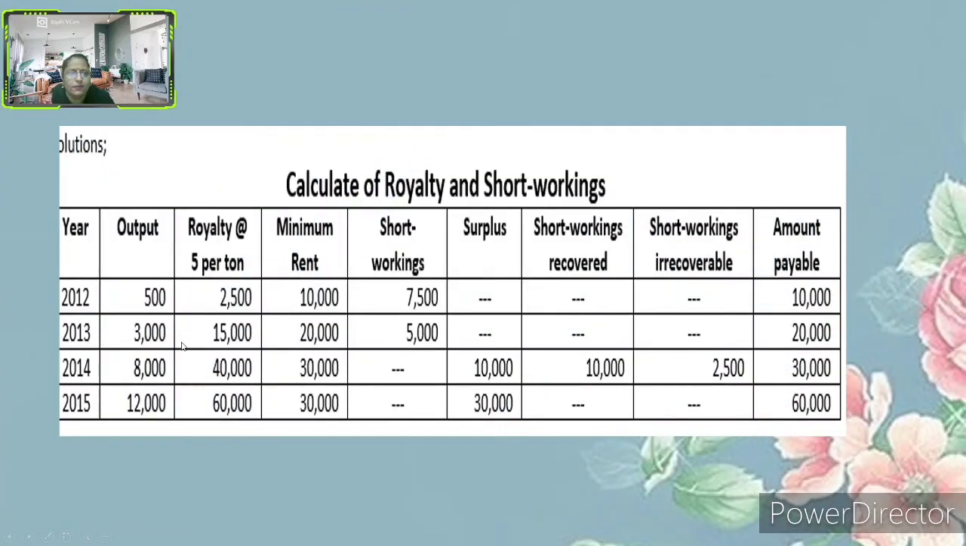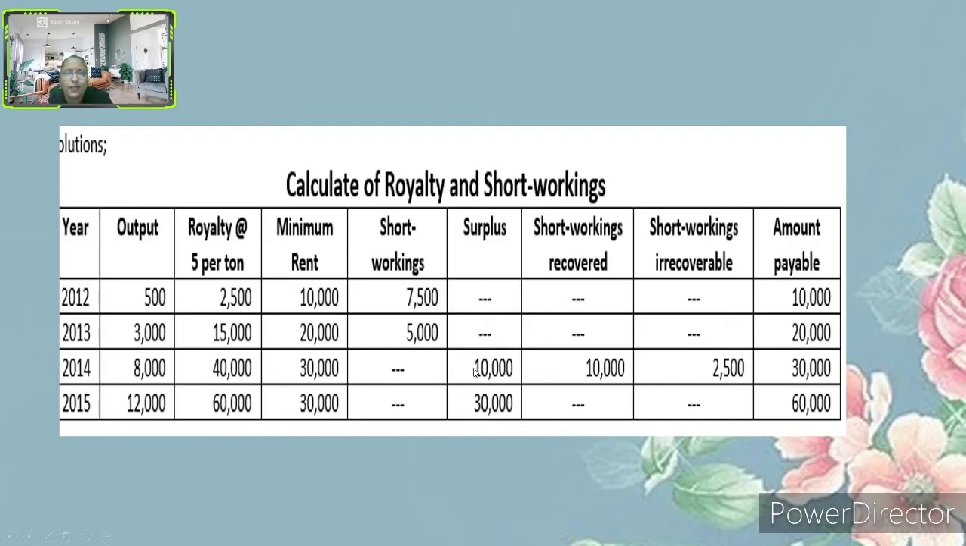Now let us see how it is calculated. Again, the same chart we have to put. Here we have to write 2010, 2011, 2012, 2013 in the year. Then the output is 500, 3,000, 8,000, 12,000 respectively. 5 per ton: 5 into 500 makes 2,500, 15,000, 8 into 5 is 40,000, 12 into 5 is 60,000. Minimum rent is 10,000 as they have given. According to that we have to take 10, 20, 30, 30. Short workings for the first year is 7,500 and for the second year we have 5,000.